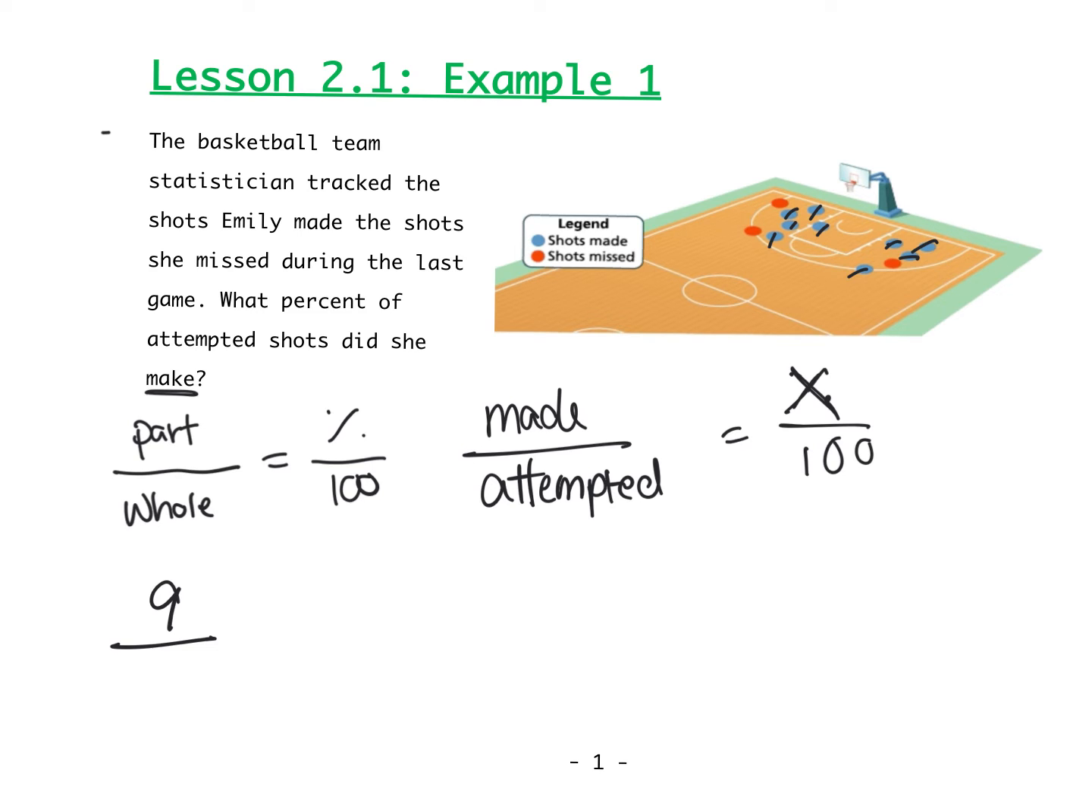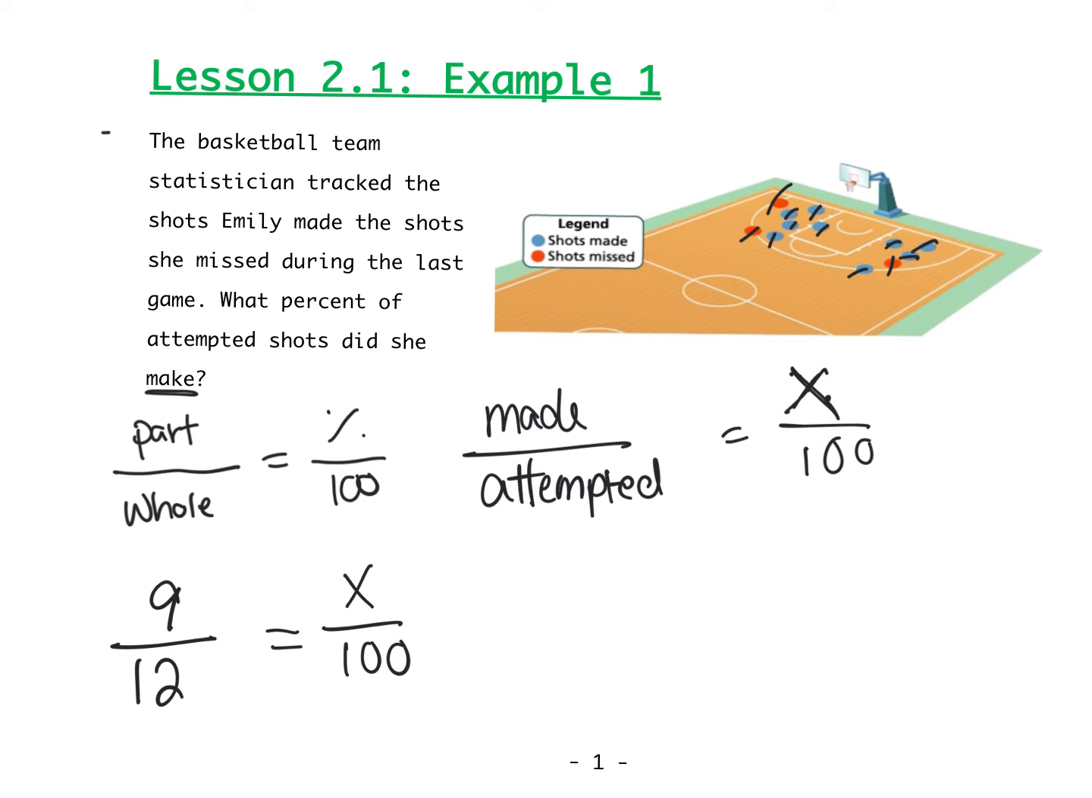How many she attempted would be all of them, the made and missed, added together. So we have 9 made, and she missed 3, so that's 12 in total. So now we know she made 9 out of her 12 shots. We need to know what percent that is. So we have X over 100.